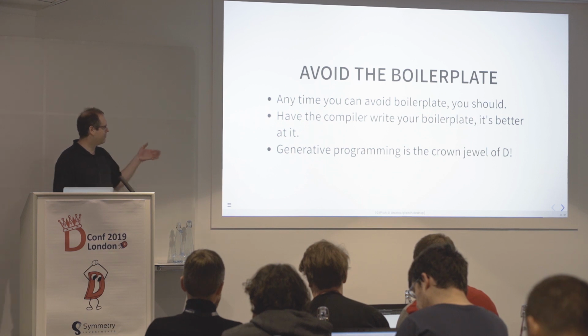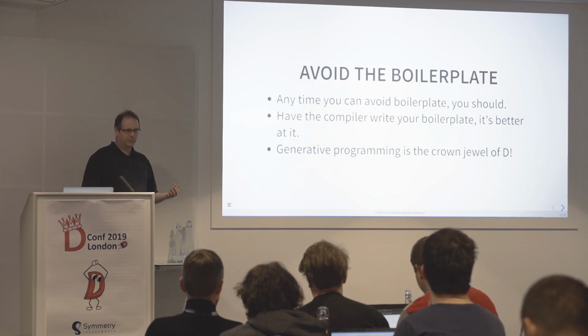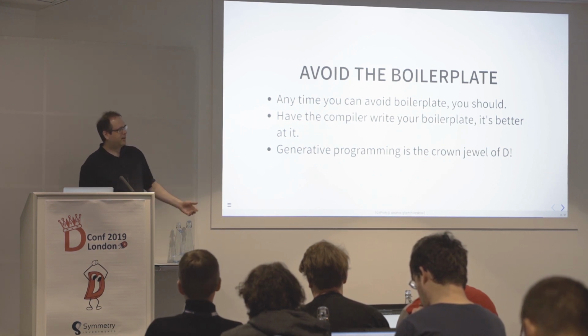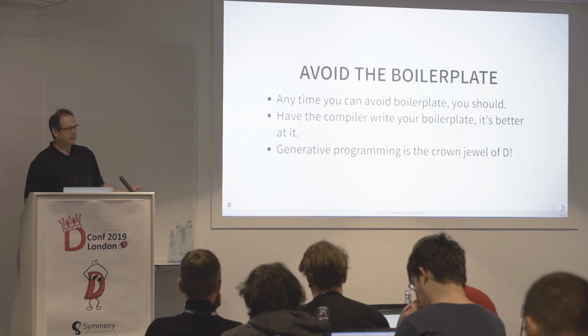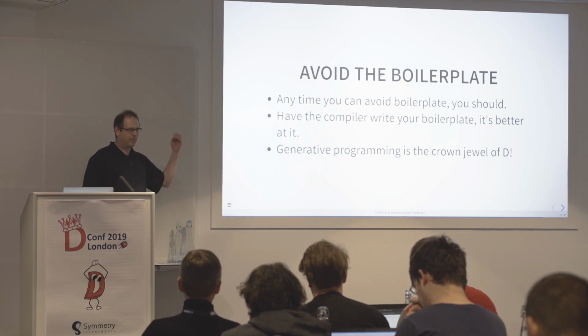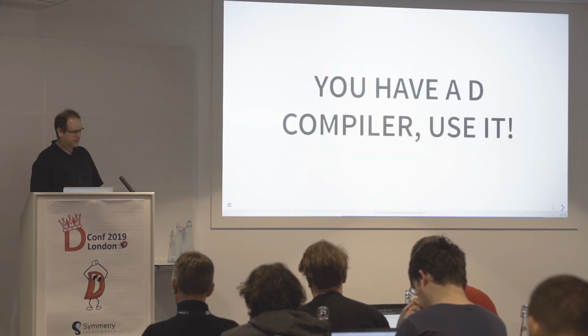And finally, generative programming is really the crown jewel of D. It's the reason I always come back to D if I want to do anything, because I can just write a serializer in 2 minutes, and it works. It's not complicated, not hard to understand, and it just does exactly what you expect it to do. So anytime we have any barriers that are preventing people from doing generative programming, we should try and fix those. So you have a compiler, go use it. Thank you.